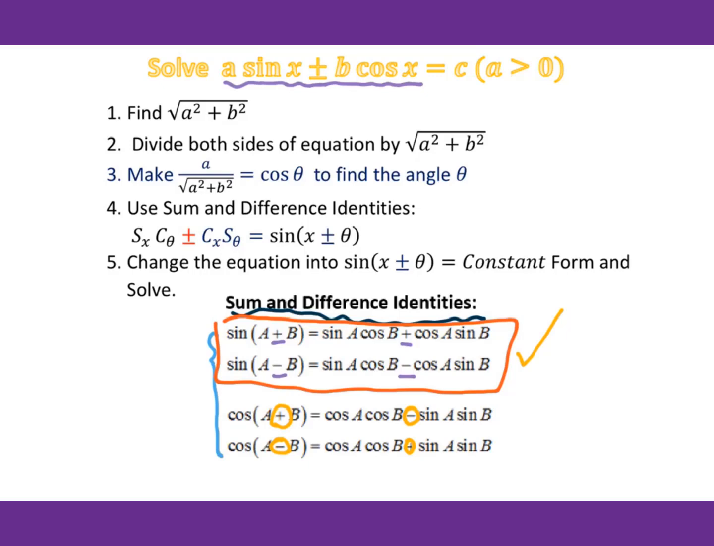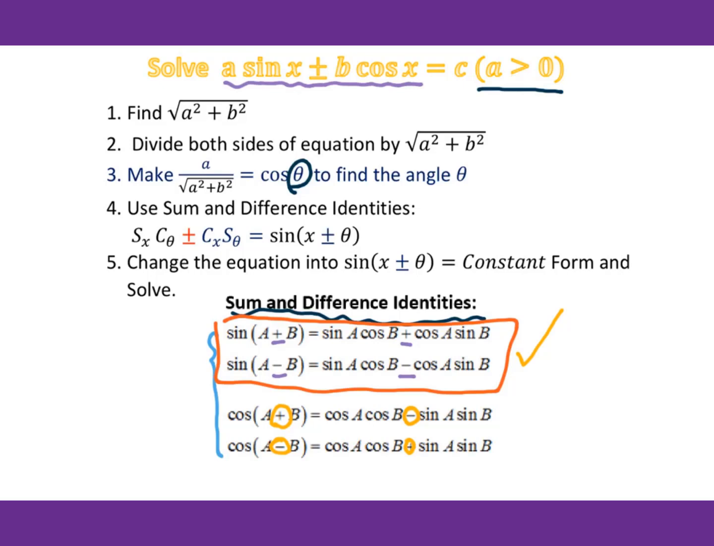First step, you have to make sure a is greater than 0, because I want theta to be a first quadrant angle, which means a reference angle. It has an advantage when we deal with this kind of equation without a calculator, because everyone is good at reference angles.